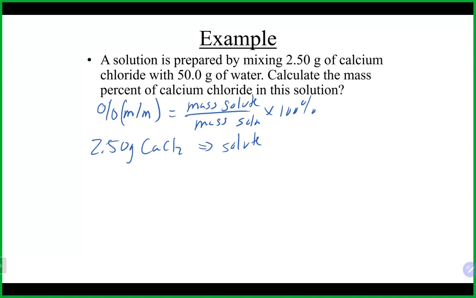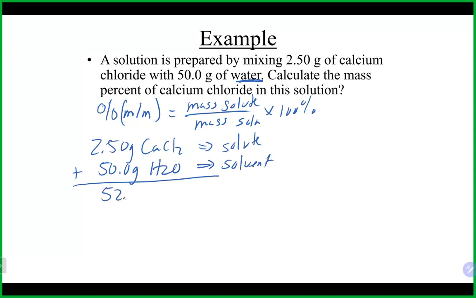Our solvent is actually going to be the water in this case, and we got 50 grams of water, which is our solvent. So again, as I mentioned before, they oftentimes will sort of separate those two. So you do need to add them together to make sure you actually get the mass of the solution. That's going to be 52.5 grams is the mass of our solution. We now have everything that we need.